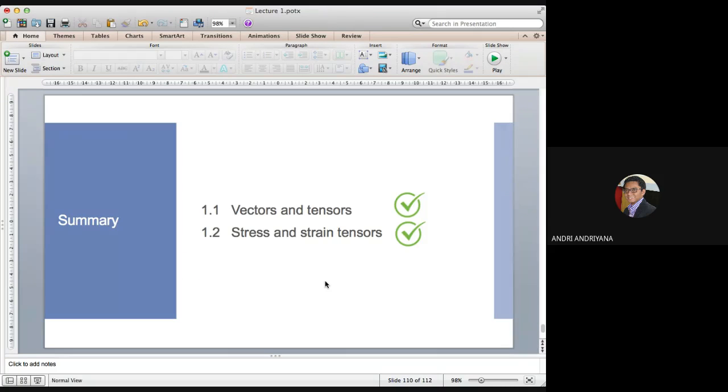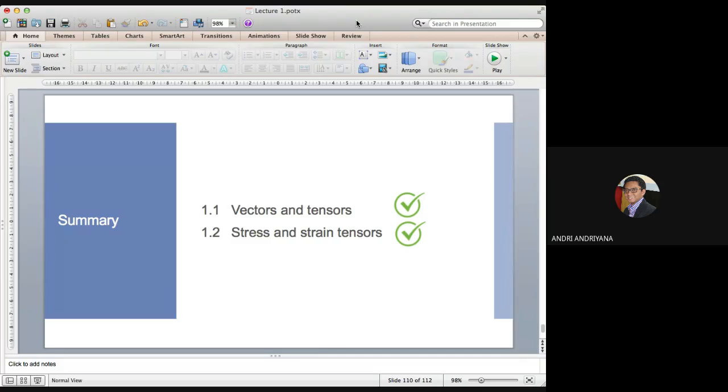So I think with that, I have finished vectors and tensors, stress and strain tensors. It's almost one. So if you have any questions, quickly, probably there are things not clear yet. Questions? Clear. Okay, good. No other questions? All right. So very well.